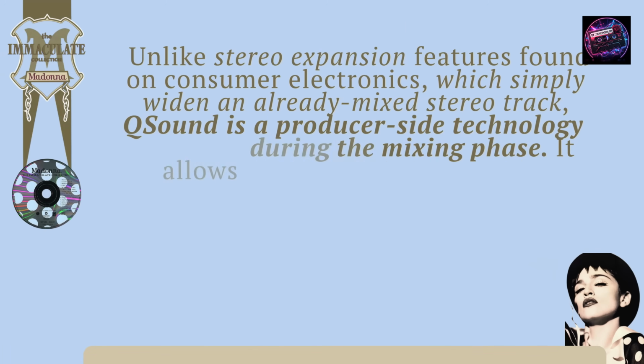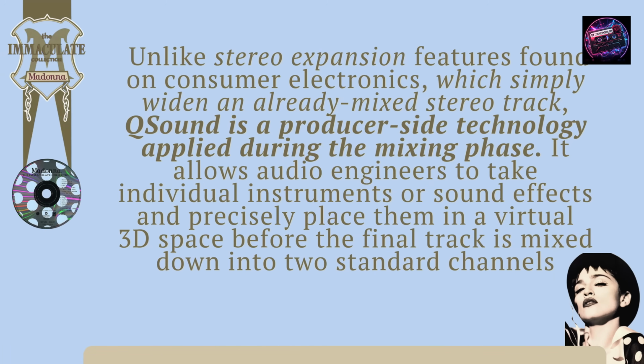Q sound is a producer side technology that's applied during the initial mixing phase. It allows audio engineers to take individual instruments or sound effects and precisely place them in a virtual 3D space before the final track is mixed down into two standard channels.